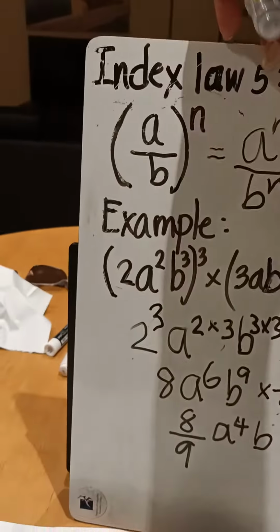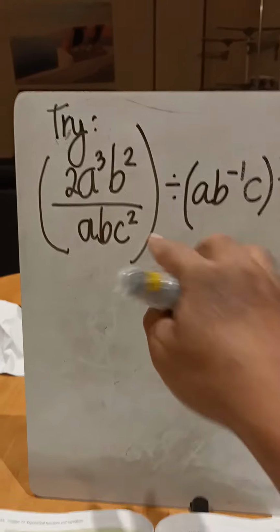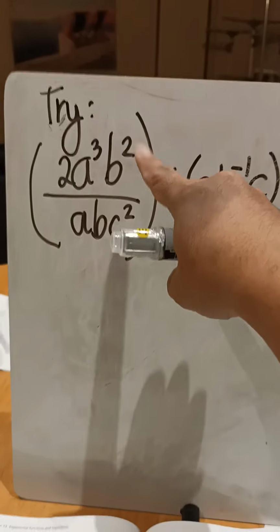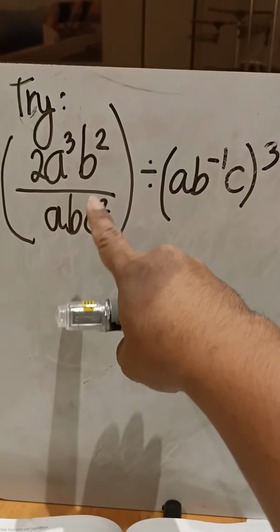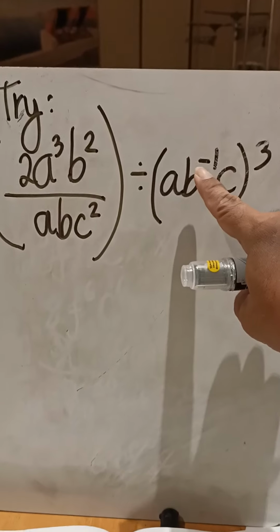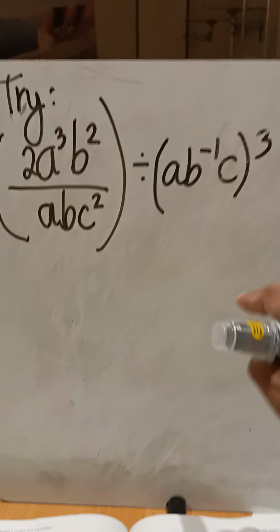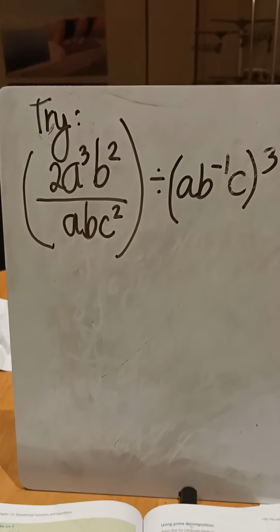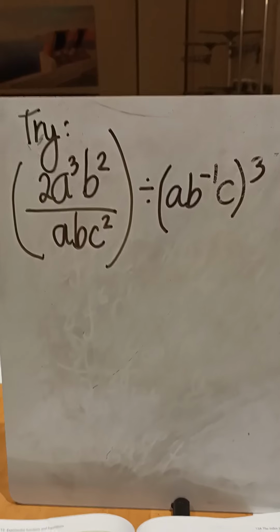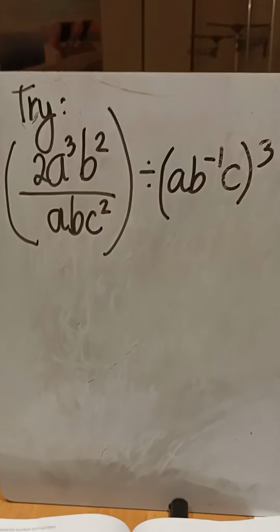Now let's flip this over. And I want you to try this one yourself. I'll give you 30 seconds. So you got the quantity 2a cubed b squared divided by ab c squared, divided by the quantity ab raised to the negative 1 times c, raised to the power 3. So 30 seconds, everyone. And I want you to think carefully what sort of laws you're going to apply to be able to solve this indices problem.